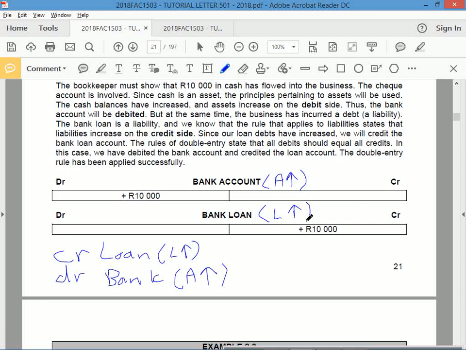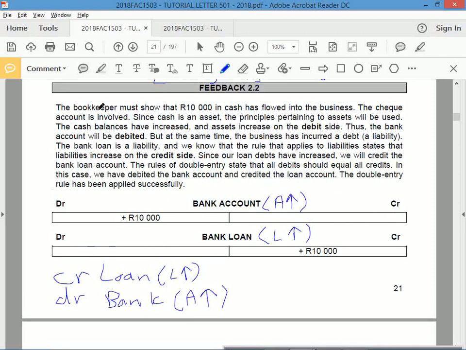Yeah, I like their layout this time around. They've given more explanation. This is a lot better. Before, the UNISA textbook never did that.